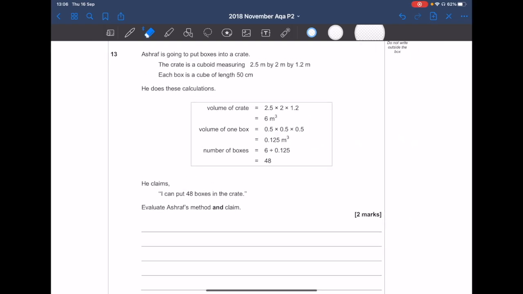Continue with question 13. Ashraf is going to put boxes into a crate. The crate is a cuboid measuring 2.5 by 2 by 1.2. Each box is a cube of length 50 centimeters. He does these calculations. So volume of crate 2.5 times 2 times 1.2 equals 6. Volume of one box, divide to get the number of boxes. So I can put 48 boxes in the crate. Evaluate Ashraf's method and claim.